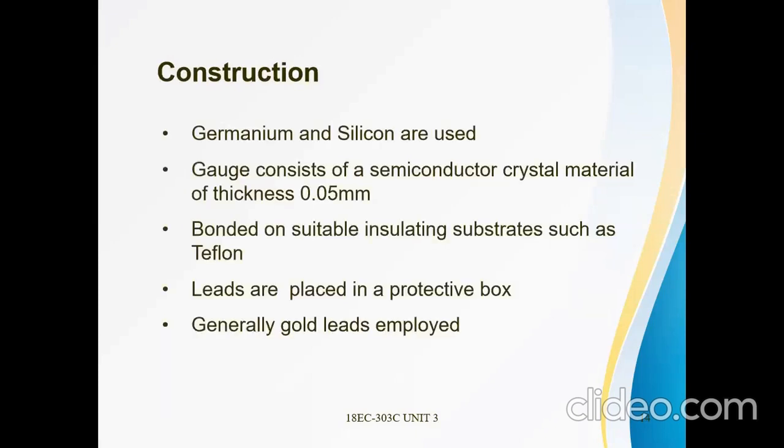These are the construction features of this semiconductor strain gauge. There will be gold leads, and the material may be either germanium or silicon. The gauge of this material is of thickness 0.05 mm. The insulating material generally used is Teflon, and the material is bonded on it.